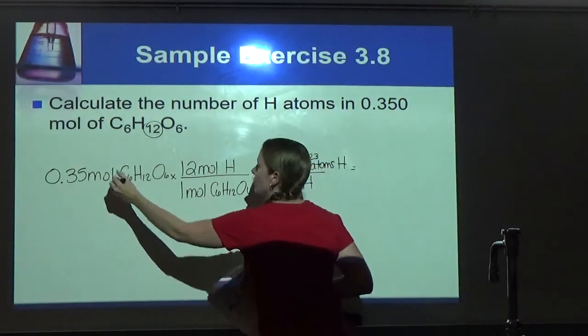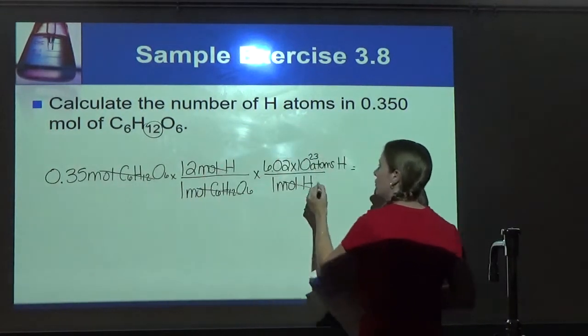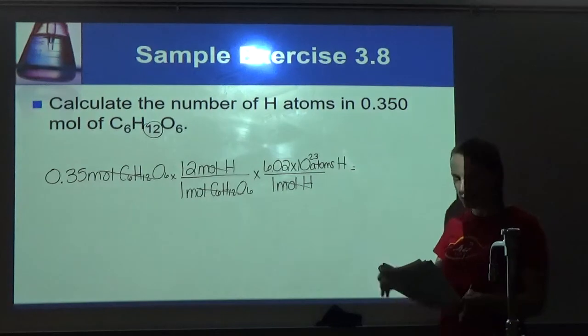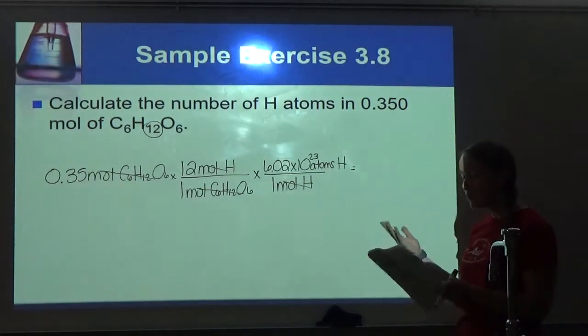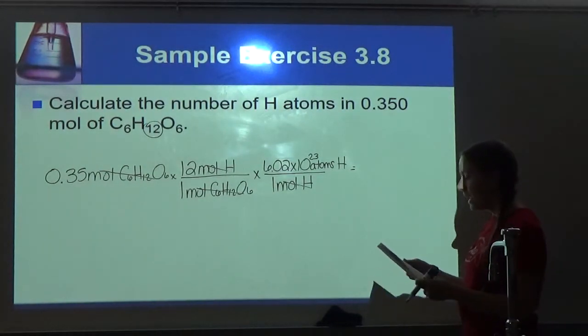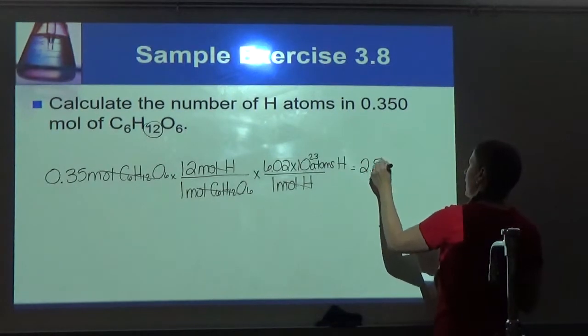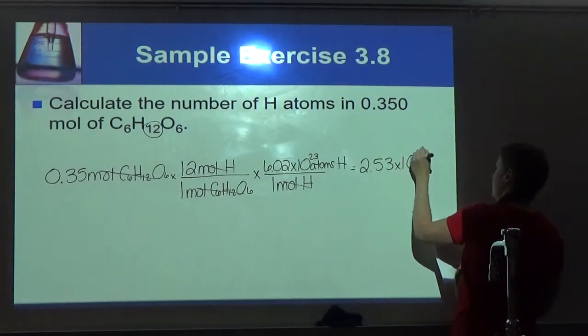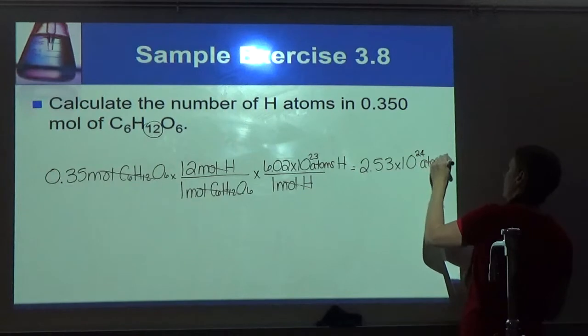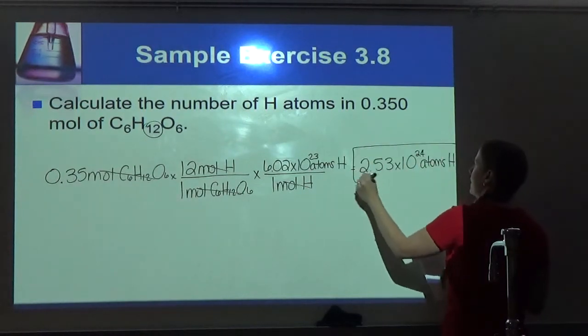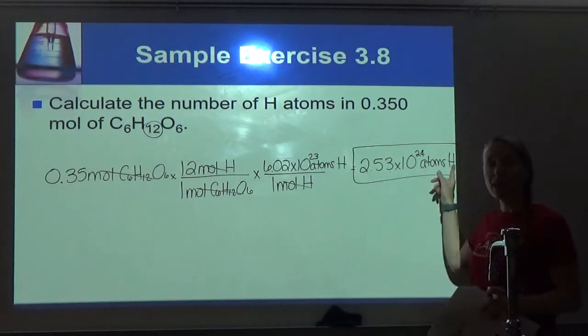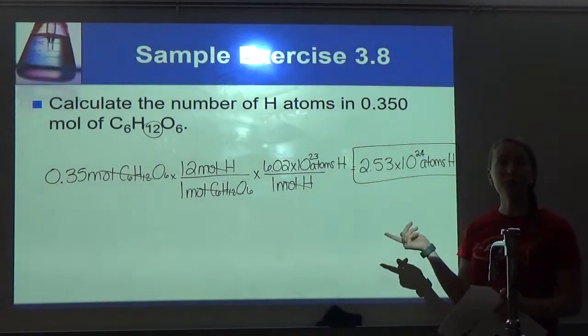See y'all, it's all just a canceling game. We're trying to get to the unit they asked for. Alright, so in this case, once I multiplied everything, I got 2.53 times 10 to the 24 atoms of hydrogen. Okay, and some of you may be wondering, it says hydrogen is diatomic, why did I not put the 2?